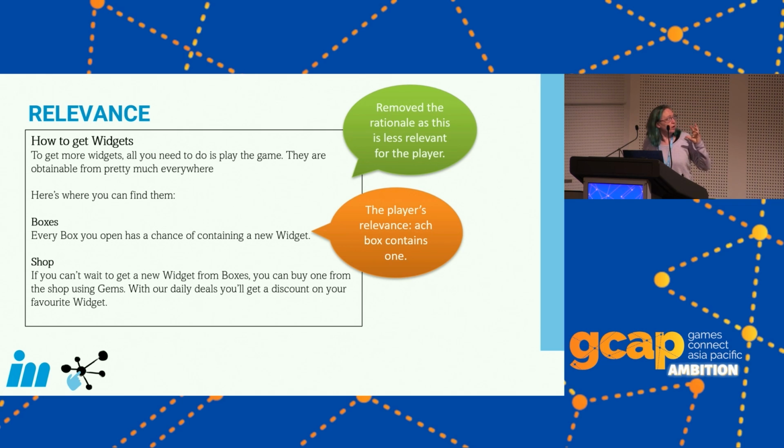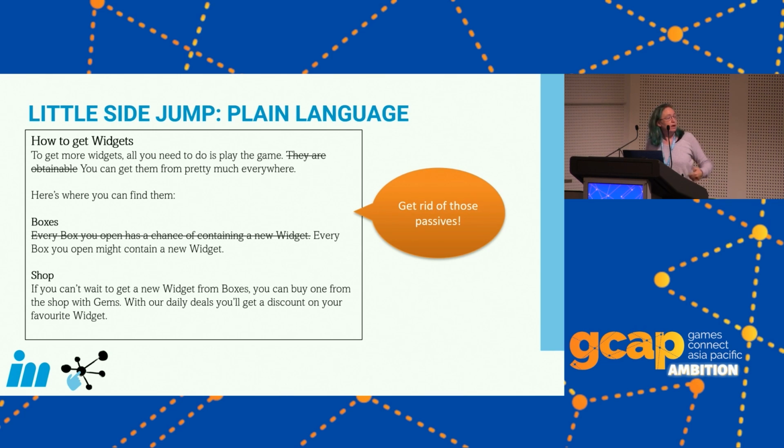And then when you've done that chunking and weeded out stuff that's irrelevant, I like to go even a bit further, but that's more of a plain language thing than an information mapping thing. Looking at the audience, things like "they are obtainable", or "you can get them", are slightly easier for people to read. "Every box you open has a chance of containing." I hate passives, so just say every box you open might contain a new widget. So that's the next step after you've done chunking and relevance.